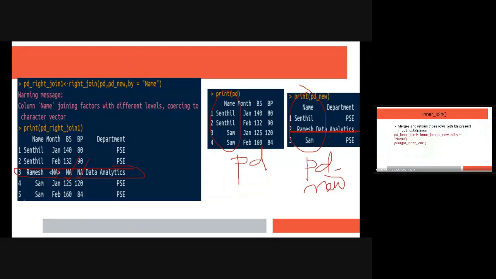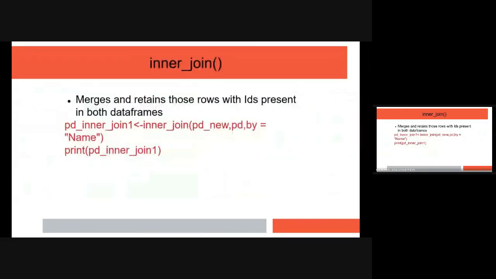Then about inner join, it merges and retains those rows with IDs present in both data frames. So we are using the inner join function and the first two data frames are used and we are combining using the name attribute only. So this is the output of inner join.